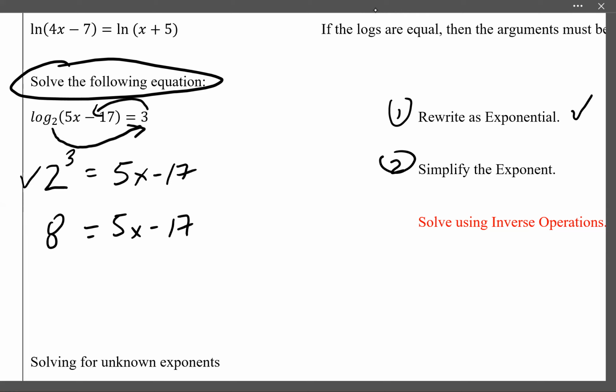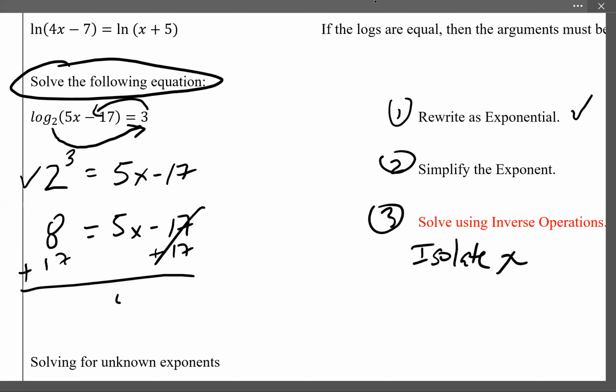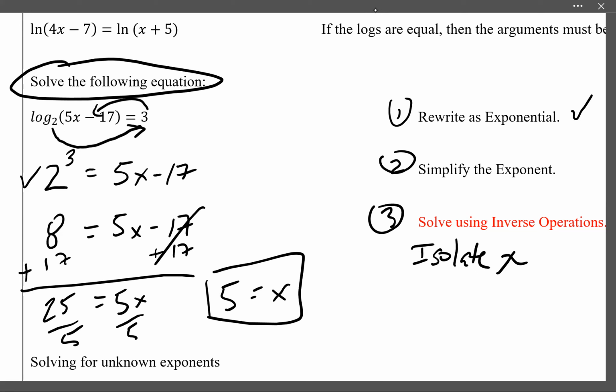Finally, let's solve using inverse operations to isolate x. So here 5x minus 17, so add 17 to both sides and get that 5x equals 25, then divide both sides by 5 so that x equals 5. So again, we had it as logarithmic, log base 2 of this thing. Rewrite it as exponential. Then 2 to the third power is something that we all understand. Simplify the exponent and then solve.